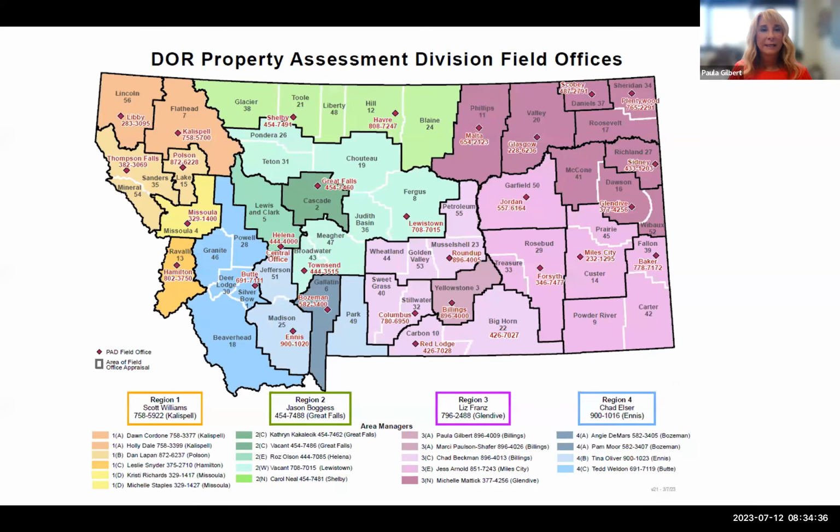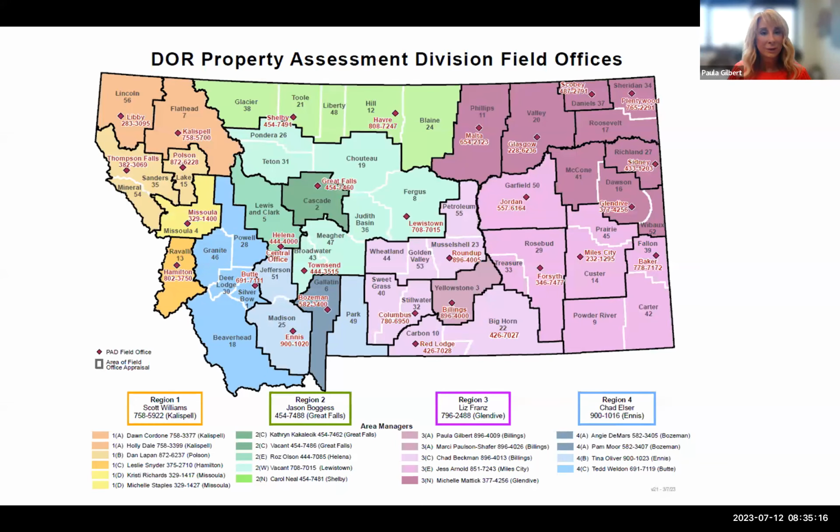So this first slide is just a map of the state of Montana. And as you can see, the Property Assessment Division is divided into 4 regions as identified by colors. This map is giving you not only the list of those regional managers in those areas, it also gives the area managers as well as their contact phone numbers. You'll notice there are some towns that have the red diamond beside those. And what those stand for, those are our local offices that are open to the public. You can walk in and speak to an appraiser.